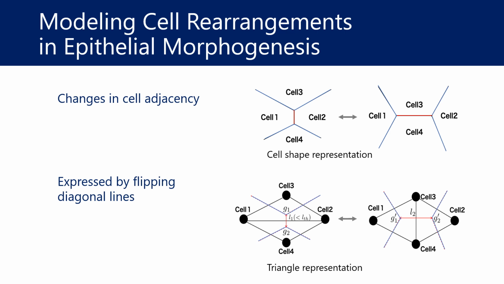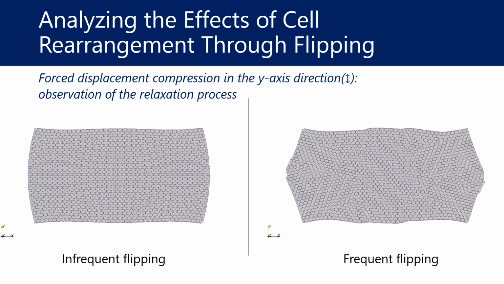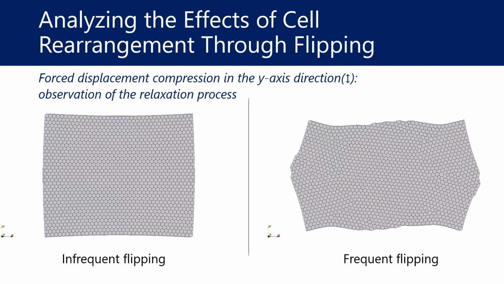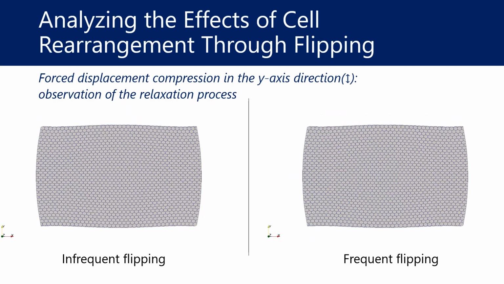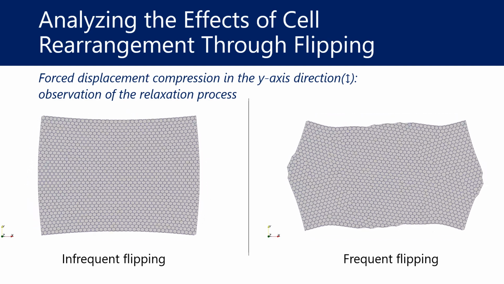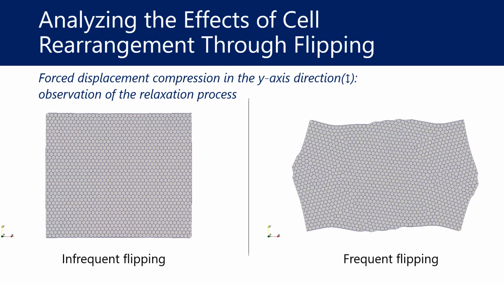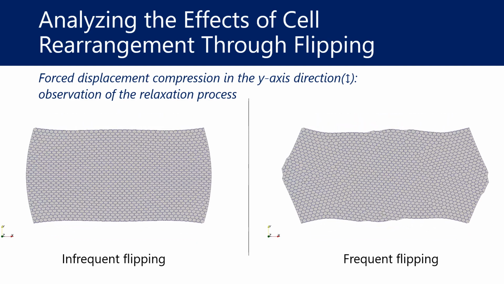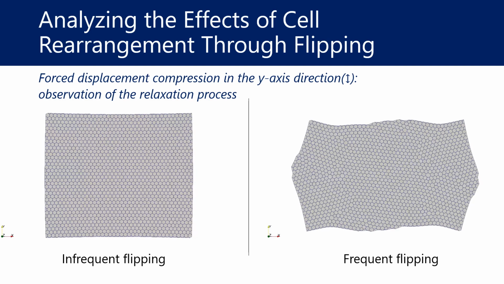A cooling time is introduced to prevent continuous flipping between the same connections by fixing the newly formed connection for a certain period. The study investigated the effect of cell rearrangement via flipping in simulations. Simulations were conducted under two conditions: infrequent flipping and frequent flipping. The cell sheet was subjected to compression in one direction and then allowed to relax.